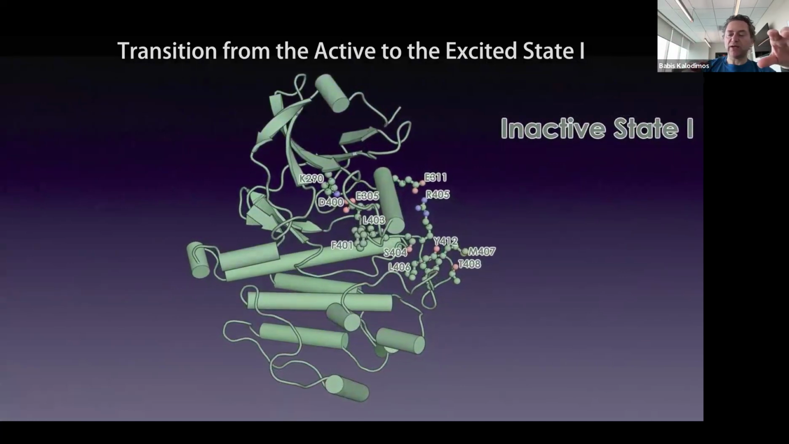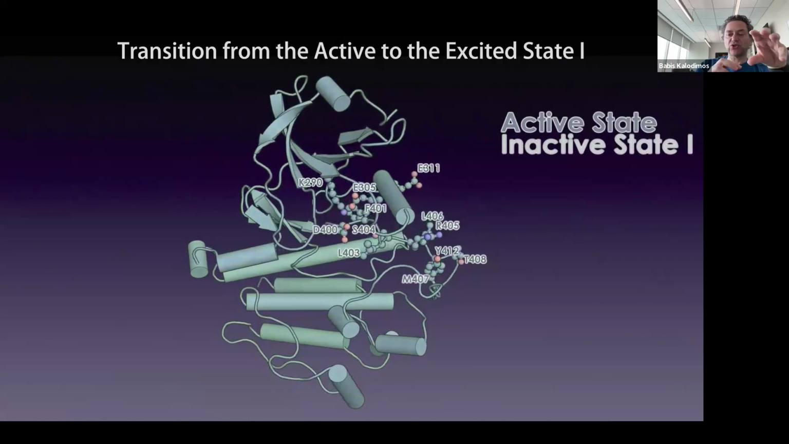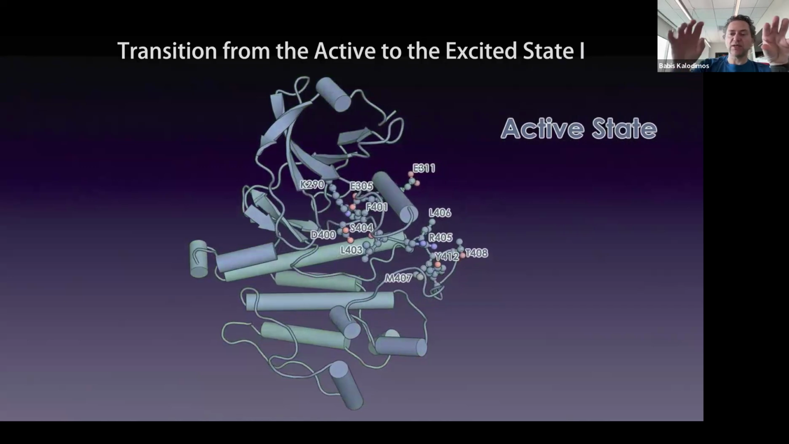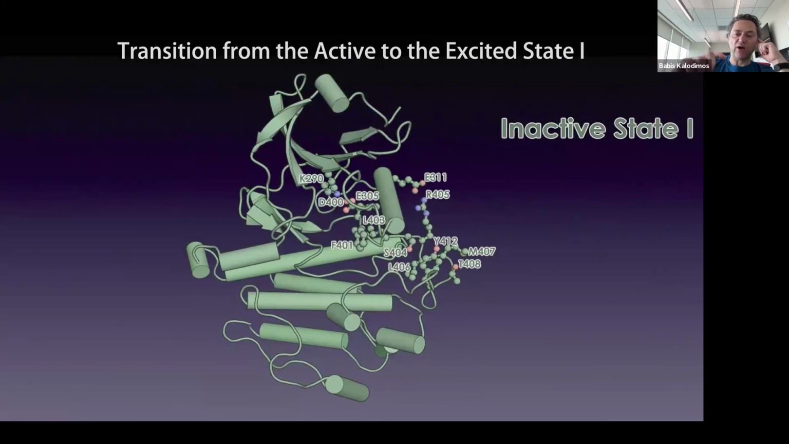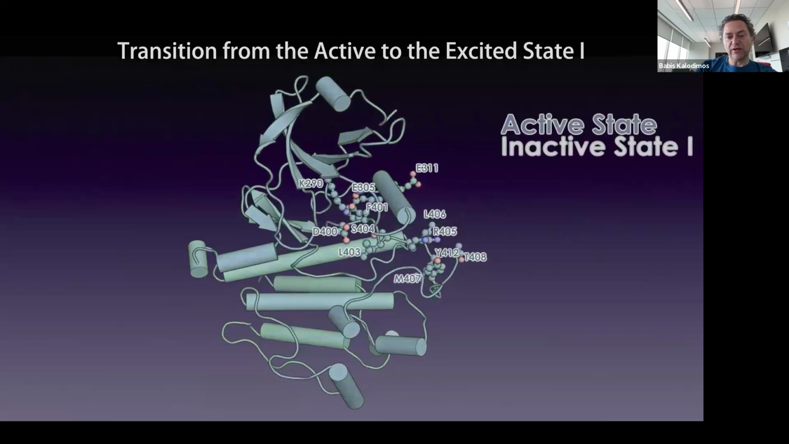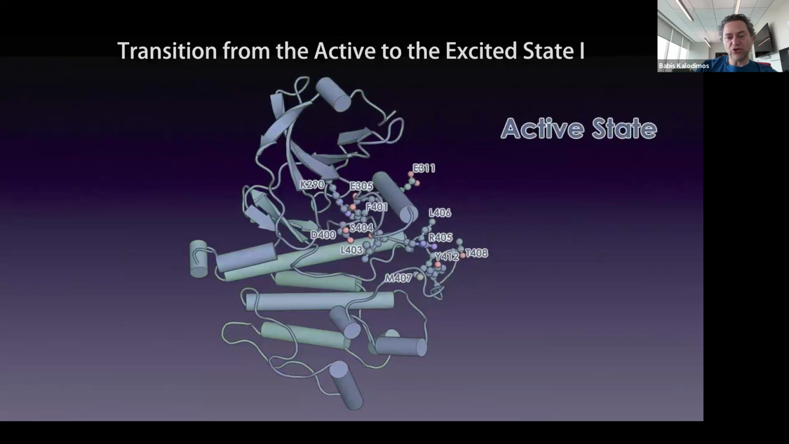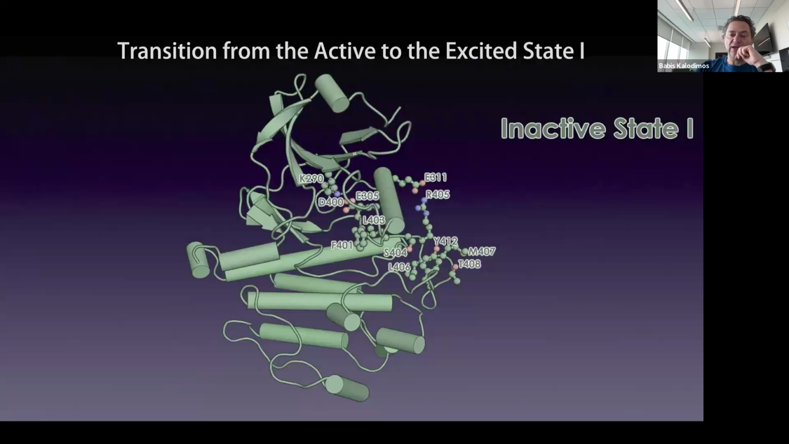I'm just morphing, animating the structural changes as Abl first transitions from this active state to this inactive state 1. You can see, for example, the DFG, this phenylalanine 401, that flips from the in state to the out state. And this aspartate 400 in this active state can coordinate magnesium and ATP, but in the inactive state, it flips 180 degrees. So in this case, your kinase is inactive because it cannot coordinate this anymore.